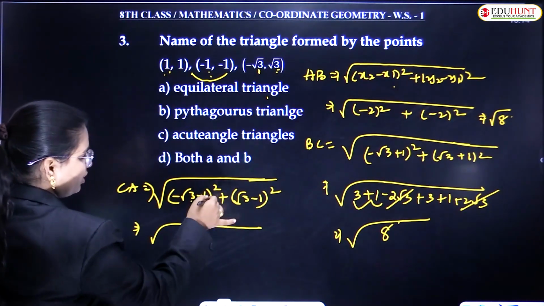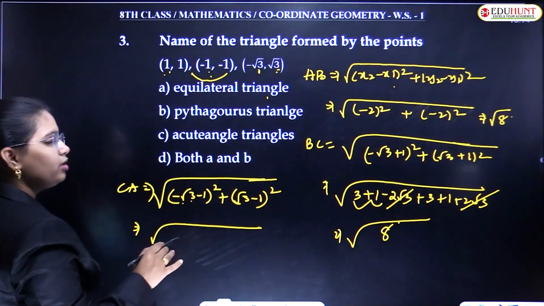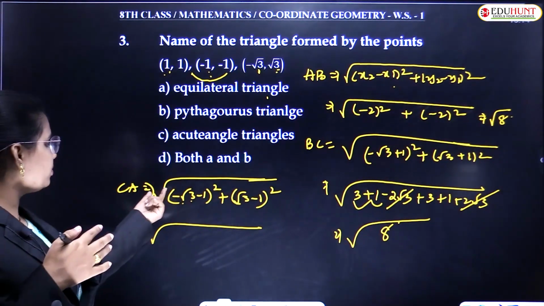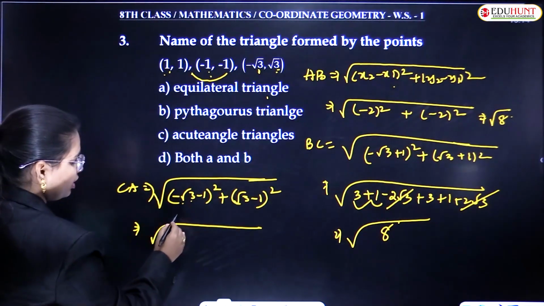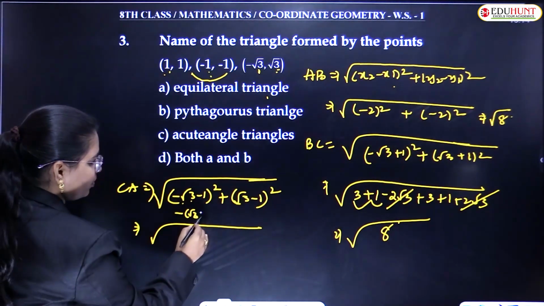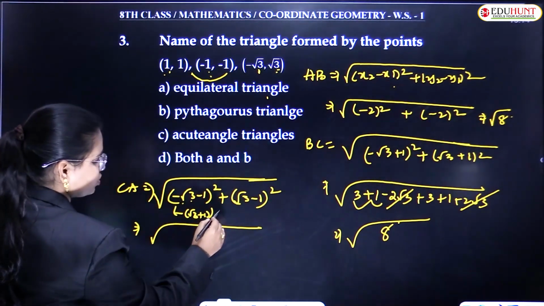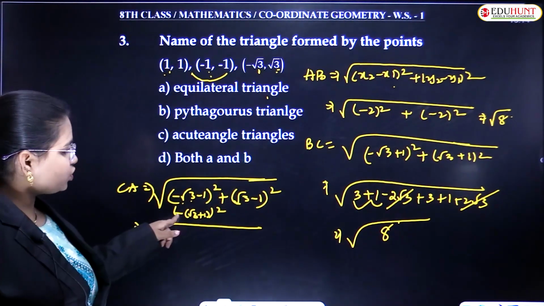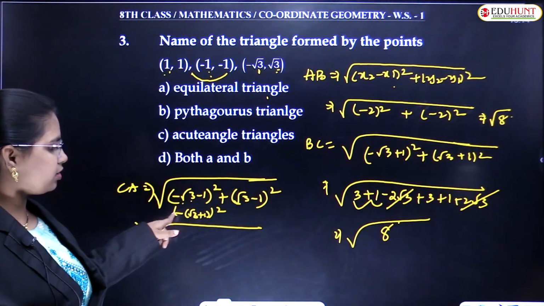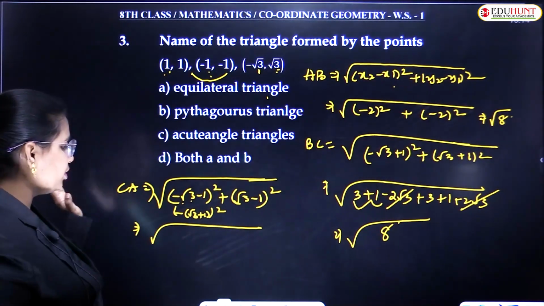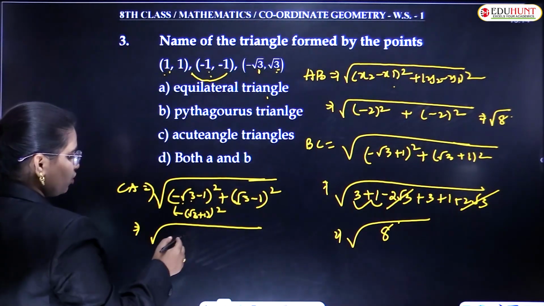Minus root 3, a minus b. Take minus as common. The square of a negative will also become positive. So minus of root 3 plus 1 whole square. So the square of a negative is also positive. So apply (a plus b) whole square.